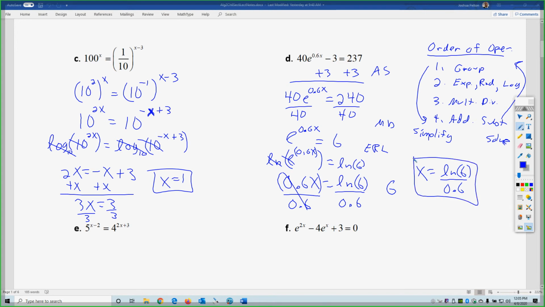Okay, so that problem right there has a singular power of x, thus you must use the isolation technique to solve. When you have multiple powers of x, you have to use the factoring strategy to solve, and we'll do that down below here.